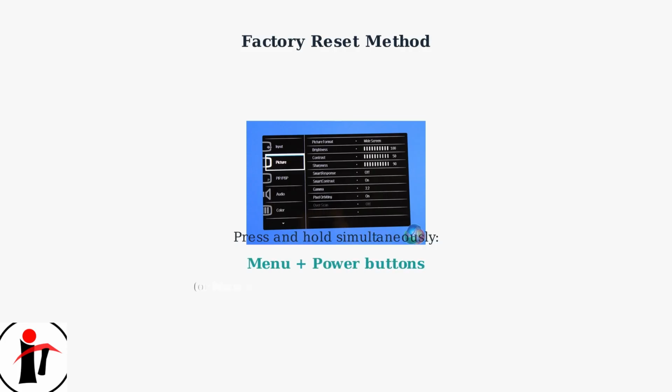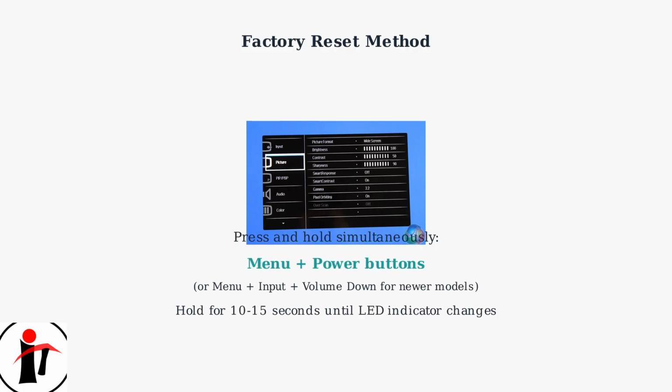If the hard reset doesn't work, try a factory reset by simultaneously pressing and holding the menu and power buttons for 10 to 15 seconds. For newer models, use menu plus input plus volume down instead. Watch for LED indicator changes that signal reset completion.